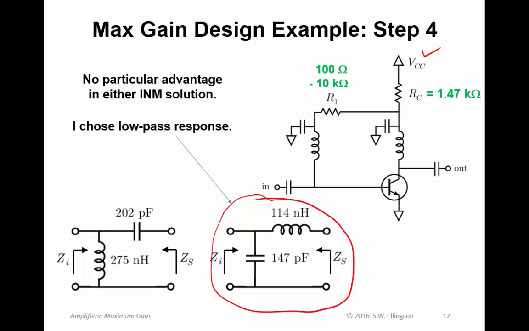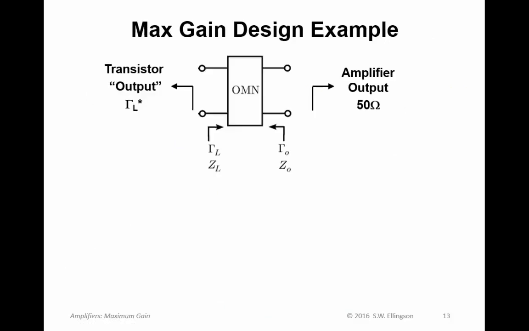Now I would like to integrate that into this circuit that I'm starting with. But first I want to do the output matching network as well. So here's the output matching network. Once again, I'm showing the relationships here, 50 ohms looking out this way, gamma sub L conjugate looking this way, because gamma sub L is defined to be into the OMN.